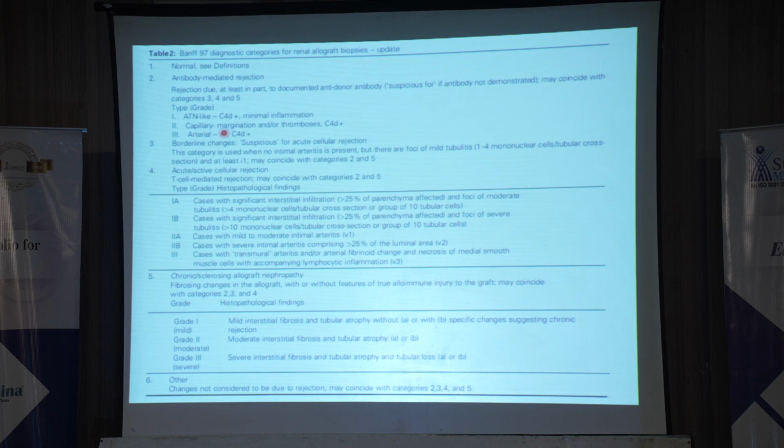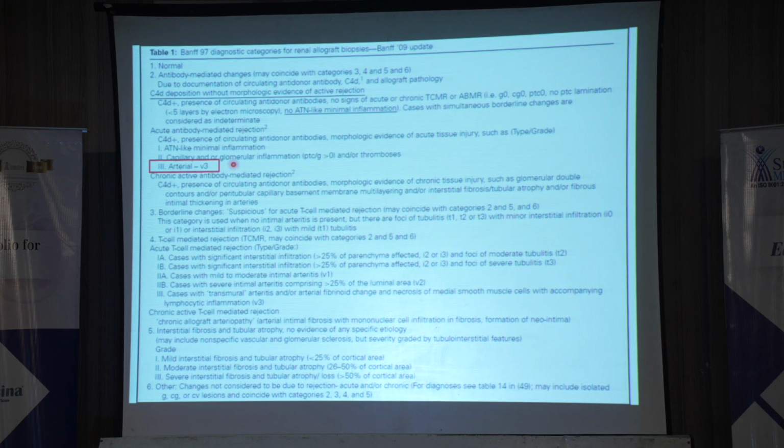Second thing was capillary margination or thrombosis. So that means TMA, or margination means there is microvascular inflammation, and C4D positivity. And the third was arterial vascular rejection, that we have labeled as B3. So that means in the 97 category and in 2003 also, when C4D came in, it was thought that when there is a B3 lesion, a severe vascular rejection along with C4D positivity, then only you think of an acute antibody-mediated process. If there are V1, V2 lesions, consider this as an acute T-cell mediated process.